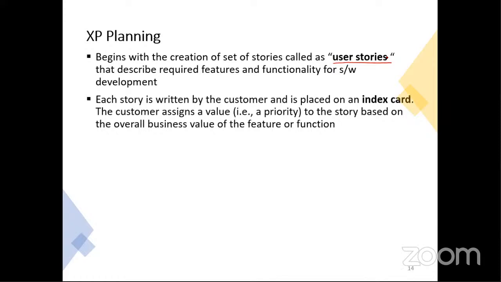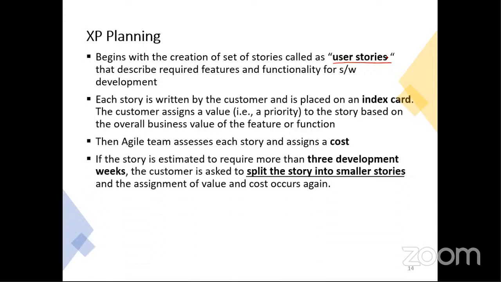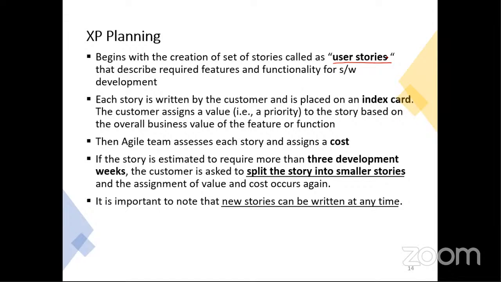Each story is written by the customer and is placed on an index card. A customer assigns a value, that is priority, to the story based on the overall business value of the feature or function. Then the agile team assesses each story and assigns a cost. If a story is estimated to require more than 3 development weeks, the customer is asked to split the story into smaller stories, and the value and cost assignment occurs again. It is important to note that new stories can be written and added anytime.